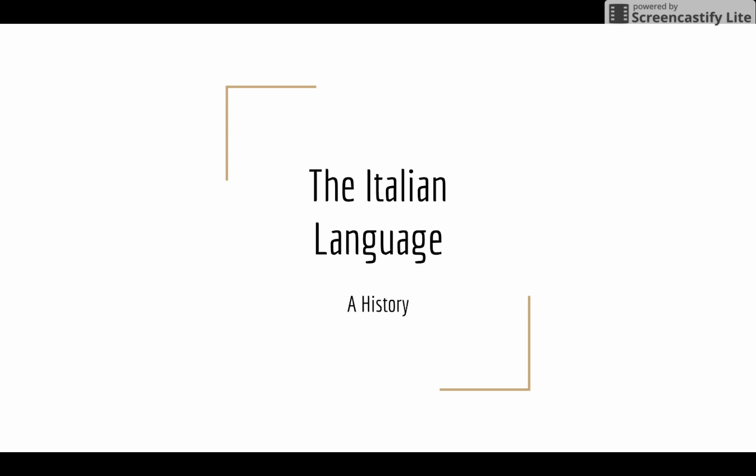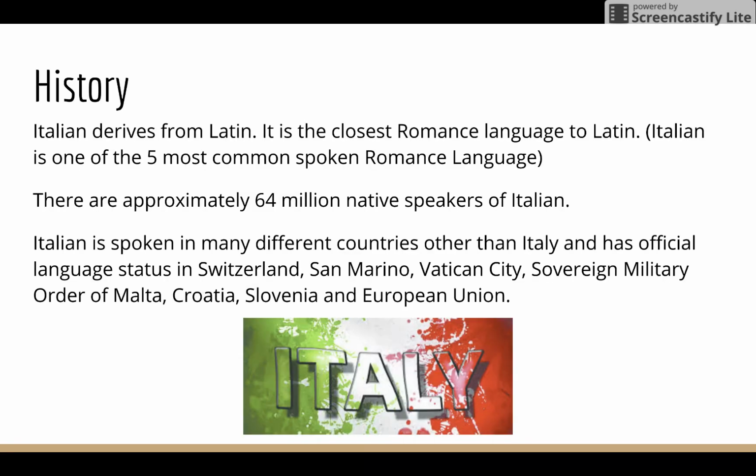So now we're going to switch over to the history of the Italian language. So Italian derives from Latin, and it is the closest Romance language to Latin. Italian is one of the 5 most common spoken Romance languages. Since the Italian language is a Romance language, students will find that many cognates will open doors to English words, and it will be slightly easier for them to learn.